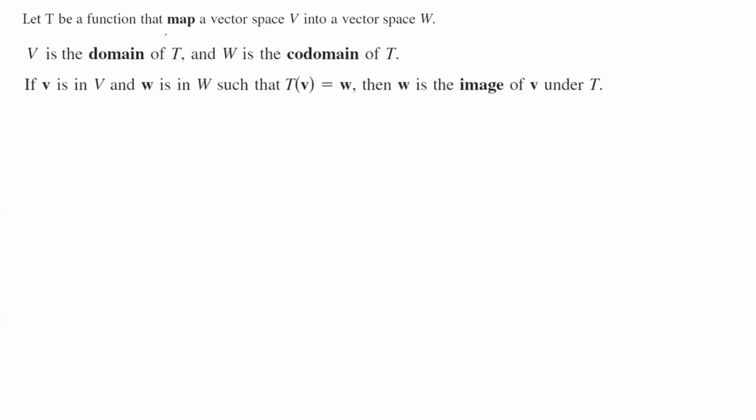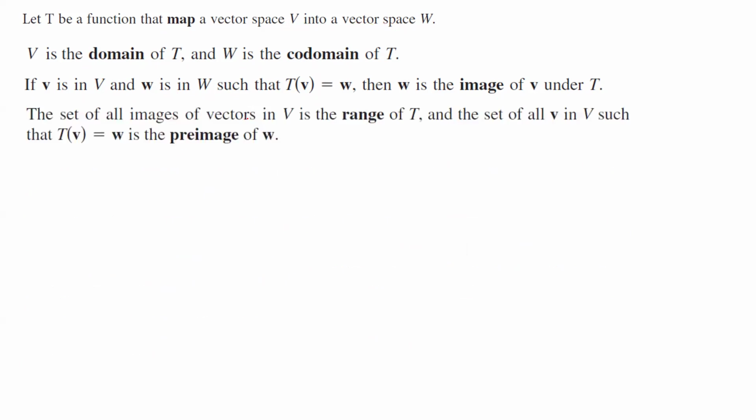Suppose T is a function that maps vector space V into vector space W. V is the domain of T and W is called the codomain of T. If v is in the domain and w is in the codomain such that T(v) is equal to w, then w is the image of v under T.